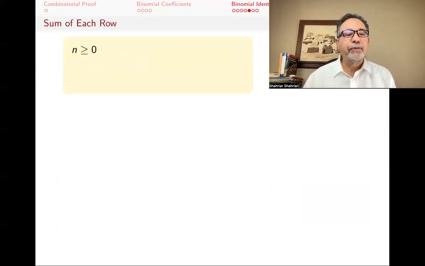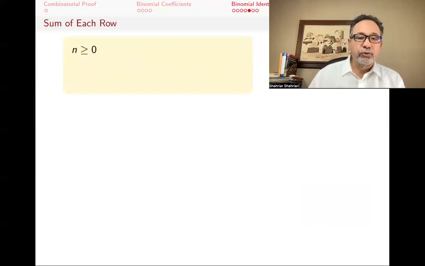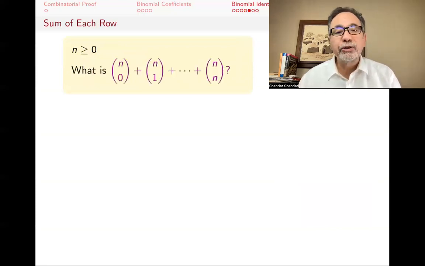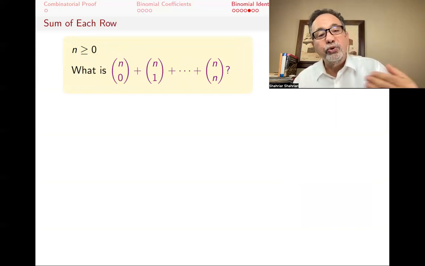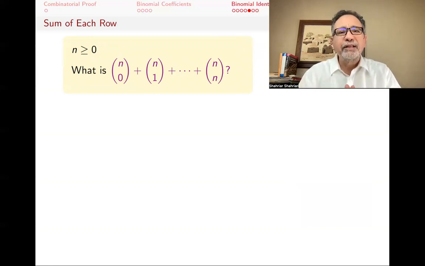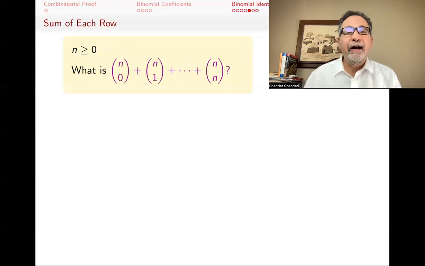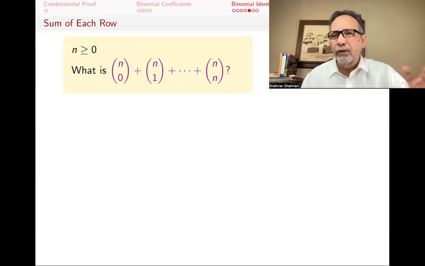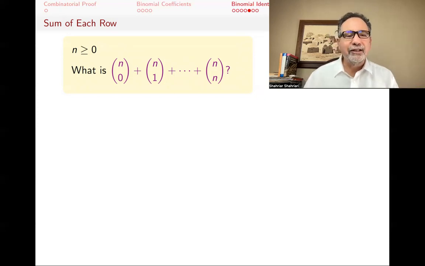Okay. Now here's another question: what happens when you add the elements in one row? n choose 0 plus n choose 1 plus n choose 2 up to n choose n. You should stop the video, go look at the table, do some rows and try to guess what the answer is, and then give a combinatorial proof. And if you got it, then you can just fast forward. If you didn't, then you can listen to this. But working it out yourself for all of these things is a much better idea than listening to me.